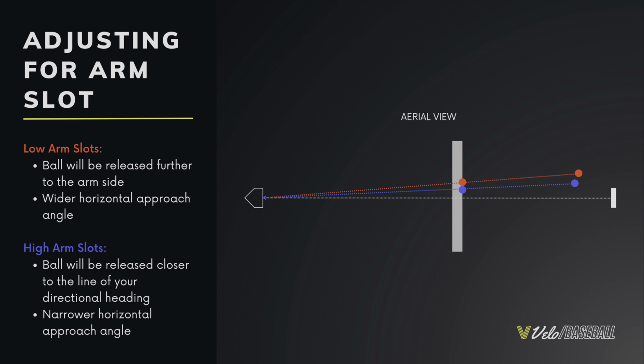It's really important to understand that a ball thrown from here and a ball thrown from here are going to have very different approach angles towards the wall, and as such, the target selection for each of those arm slots needs to be drastically different as well.